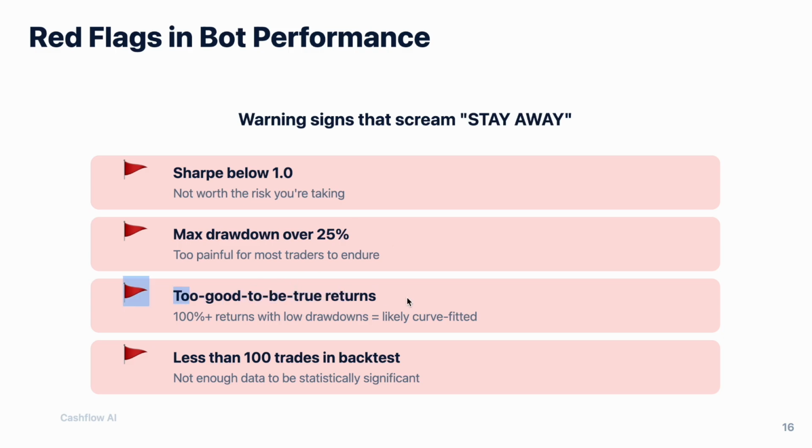Too good to be true returns, right? If you're able to get 100% returns on a bot with like a 2% drawdown or 3% drawdown, that's just likely not real. You're likely just curve fitting your back tests or overfitting to get those results, and it won't be the same in live trading. And then back testing, obviously, you need to have data to know your results. All these metrics are going to change over time. So you want to make sure you have enough data to see if it's statistically significant, right?